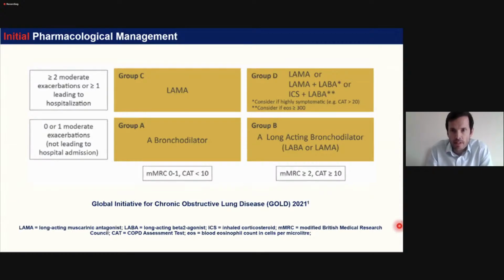The choice of initial therapy for patients in GOLD group D, so that's those who are most symptomatic and those who are experiencing exacerbations, depends on a couple of factors. It depends on the intensity of their symptoms, and it may also be influenced by their blood eosinophil level. So, for example, those who are highly symptomatic should be considered for a LAMA-LABA combination. Those who have higher circulating blood eosinophil levels should be considered for an ICS-LABA combination.